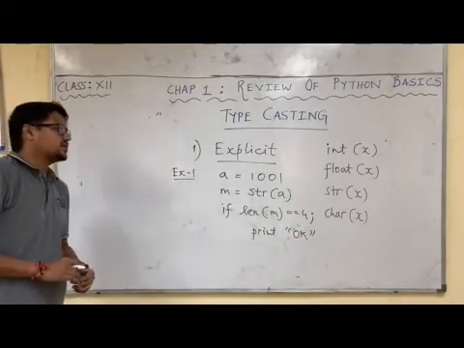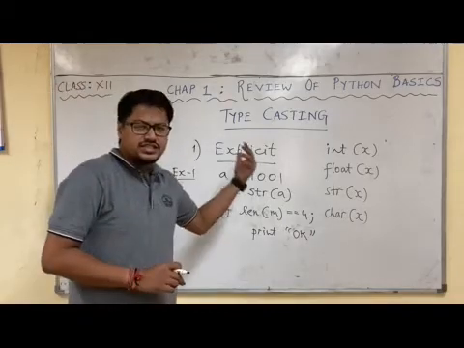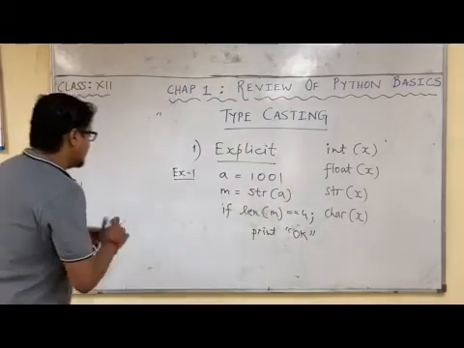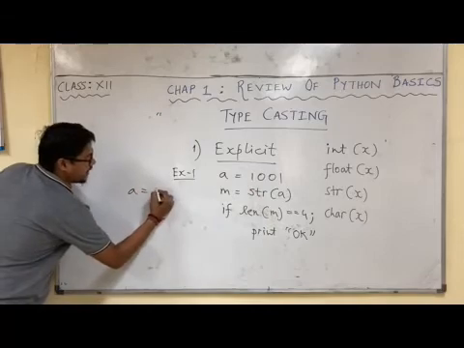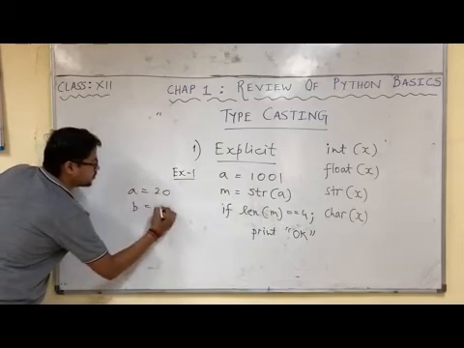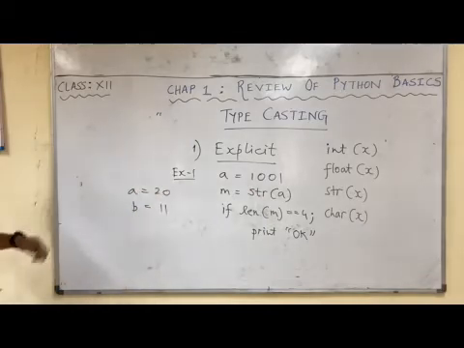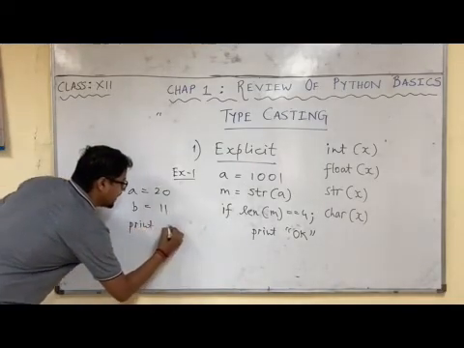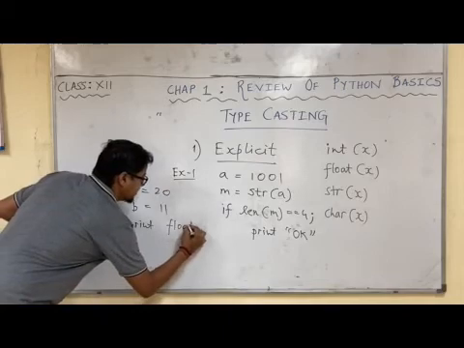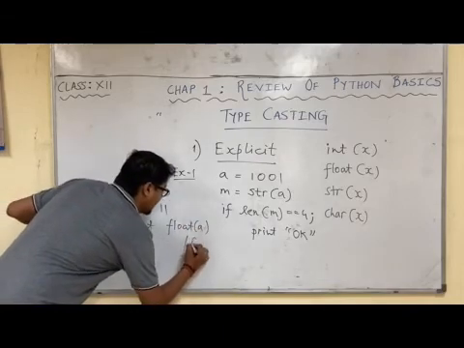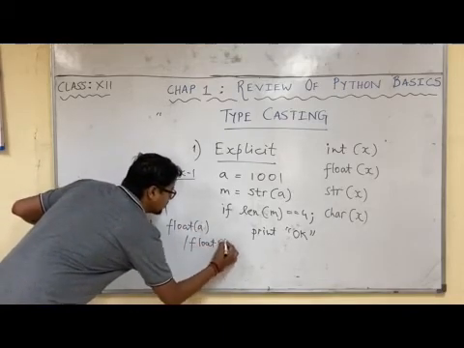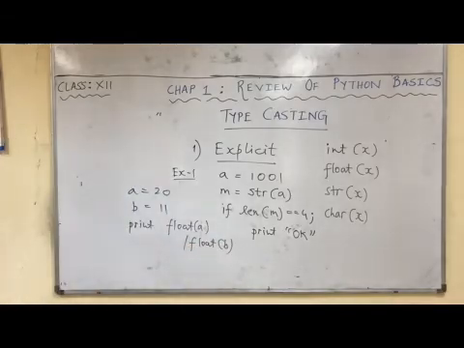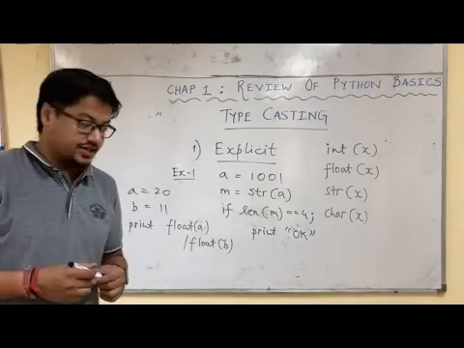Another example of explicit typecasting: we just discussed that we are taking, let's say, any two numbers, say a equal to 20, b equal to 11. We want to divide with precise output. So what were we actually doing? We were doing print. Now we are using explicit typecasting, float of a divided by float of b. So this is how explicit typecasting actually works, students.